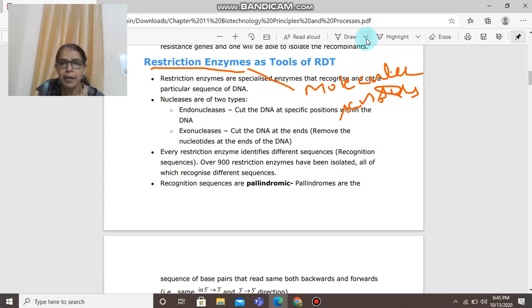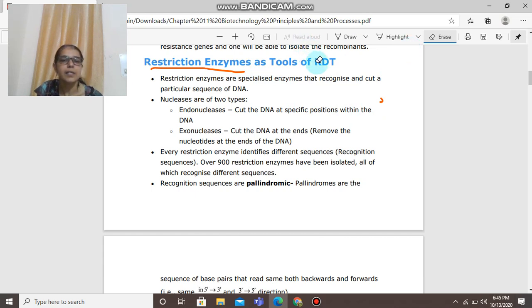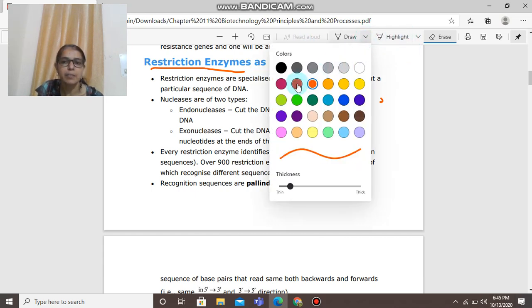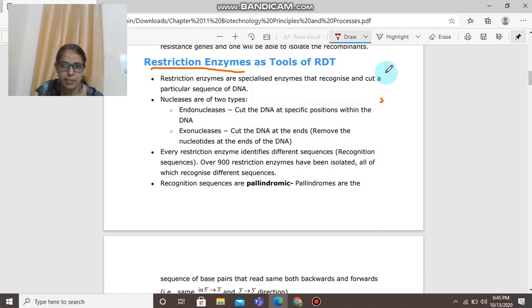So when in biology we say that we have to cut a particular thing, obviously we will use the restriction enzymes. As in the last class we had discussed, the plasmid will be cut with the restriction enzyme so that the alien piece of DNA can be introduced there. The restriction enzymes are used to cut things, right? Now what are actually these restriction enzymes? These are the specialized enzymes that recognize and cut a particular sequence of DNA.